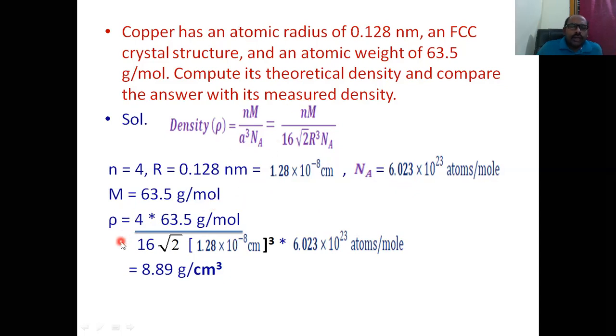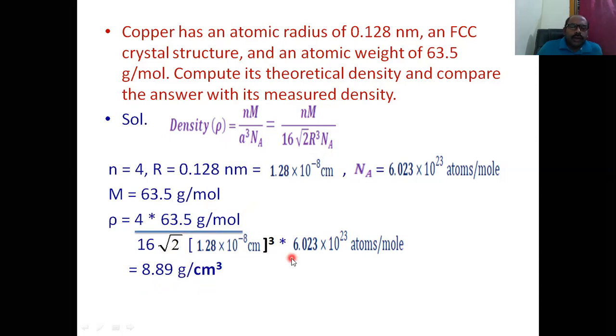So we have to calculate the density. a cubed is the volume. We already calculated the volume of FCC as 16 root 2 R cubed. We are not given the lattice vector, we are given the radius, so we have to express our volume in terms of radius. Now we have n, M, R and Na, so we substitute all the values in this equation.